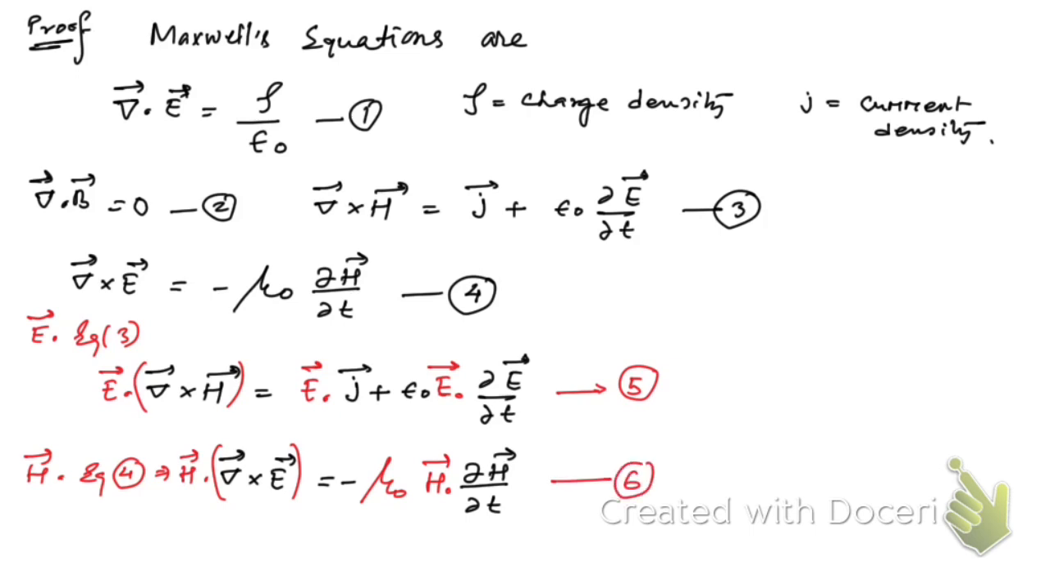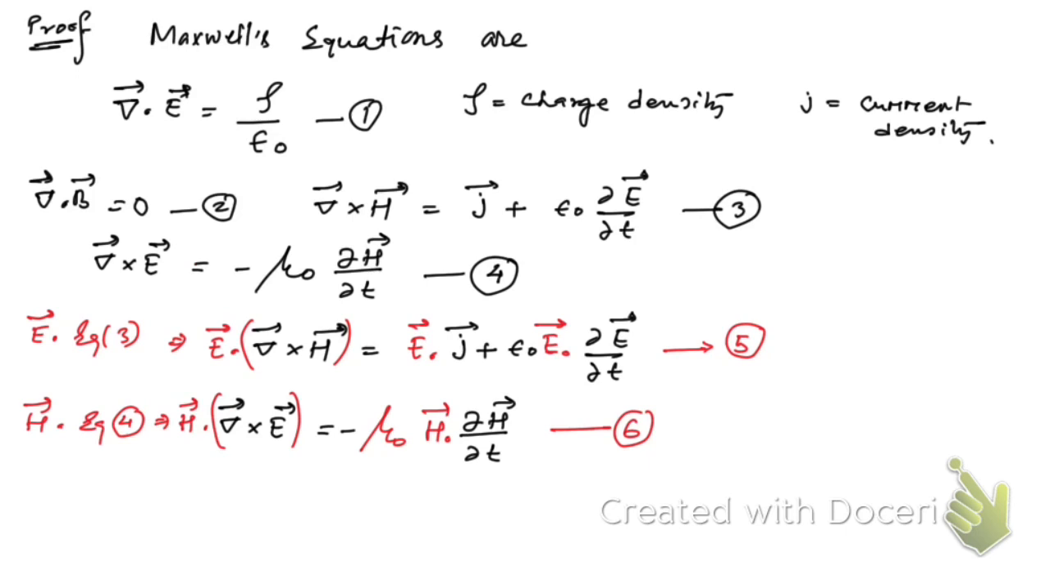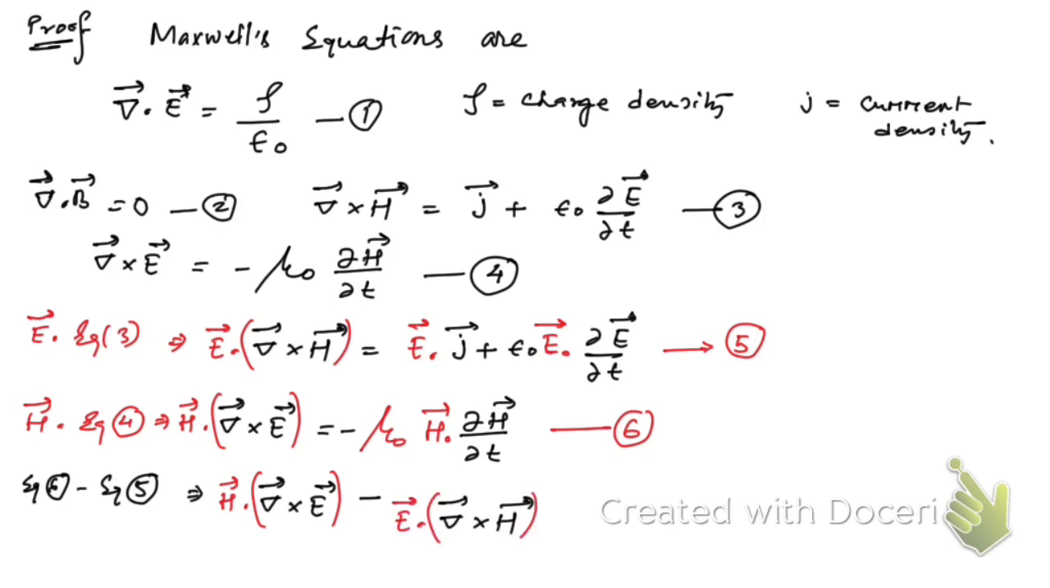Okay, now subtract 5 from 6, subtracting equation number 5 from 6. So let me copy these two equations. Instead of going to the next slide, let me do it here. Now equation number 6 minus equation number 5. So left hand side minus left hand side. Let me copy the left hand side of equation number 6, which is this one, and minus the left hand side of 5. So here is the left hand side of equation number 5.